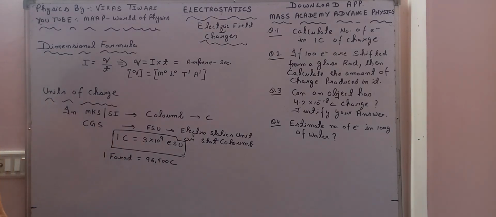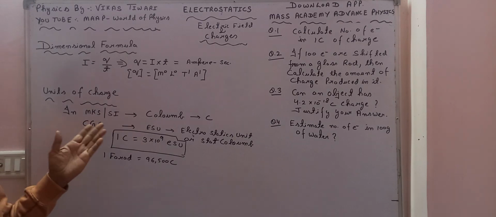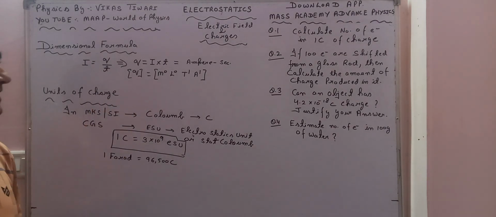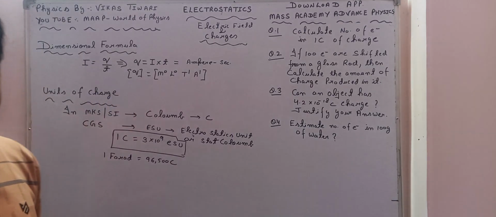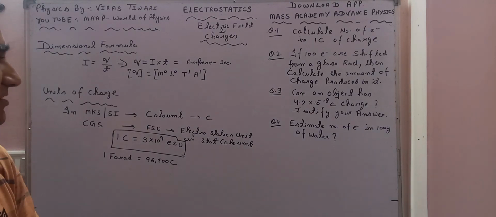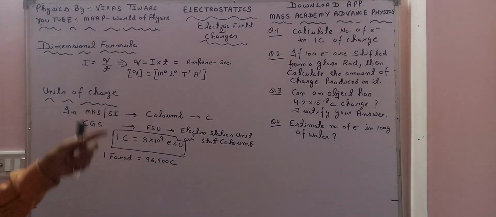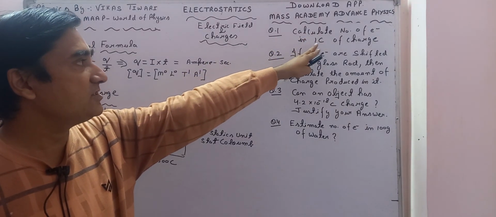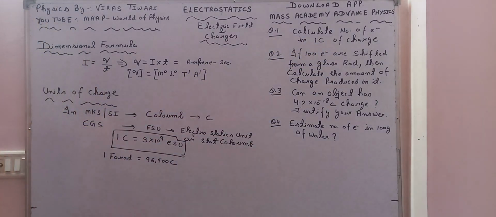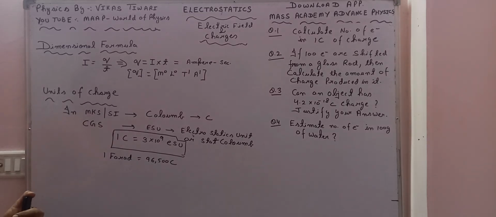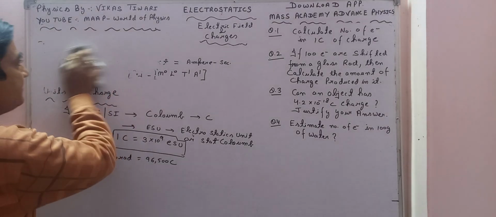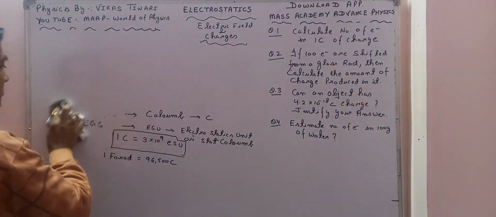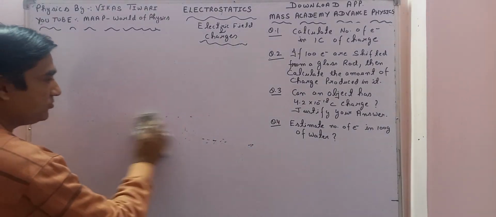Now I want to discuss some formulas and some numericals which are based on the quantization of charge. I am taking the very first question: calculate the number of electrons in 1 coulomb of charge. What is the number of electrons in 1 coulomb charge? For that, I am going to solve this numerical.